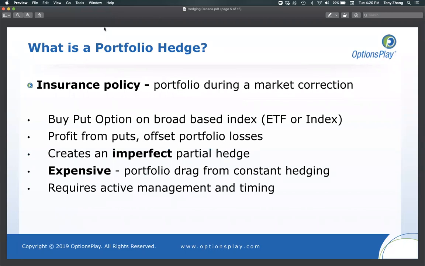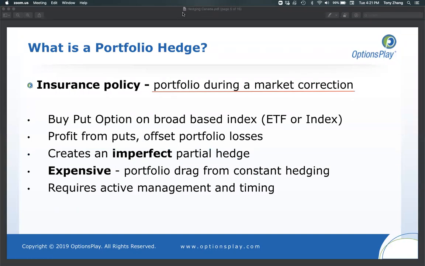First of all, let's just define what a portfolio hedge is. It's very simple. It's simple to think about it in terms of an insurance policy. It's an insurance policy for your portfolio during a market correction. So effectively what this does is it still means that your portfolio will decrease in value, but the insurance policy will essentially cover some of those losses.